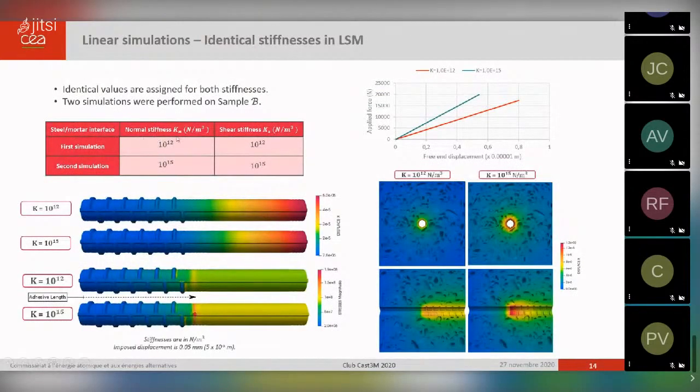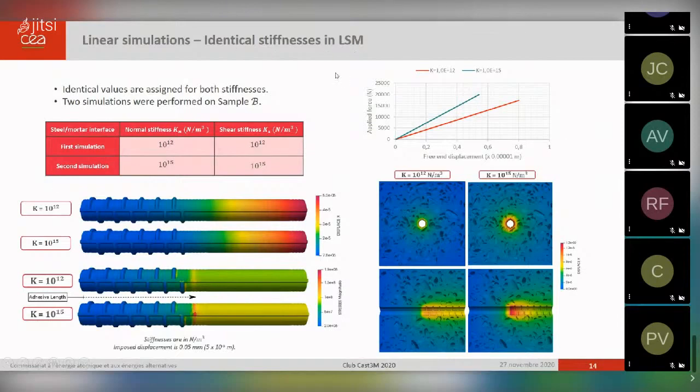In the first simulation, 10^12 was used for both cases, and then 10^15, and it showed, as expected, that 10^15 simply gave higher resistance, and that stresses are higher in the mortar in front of the ribs in the direction of the pulling force, which is the displacement direction.